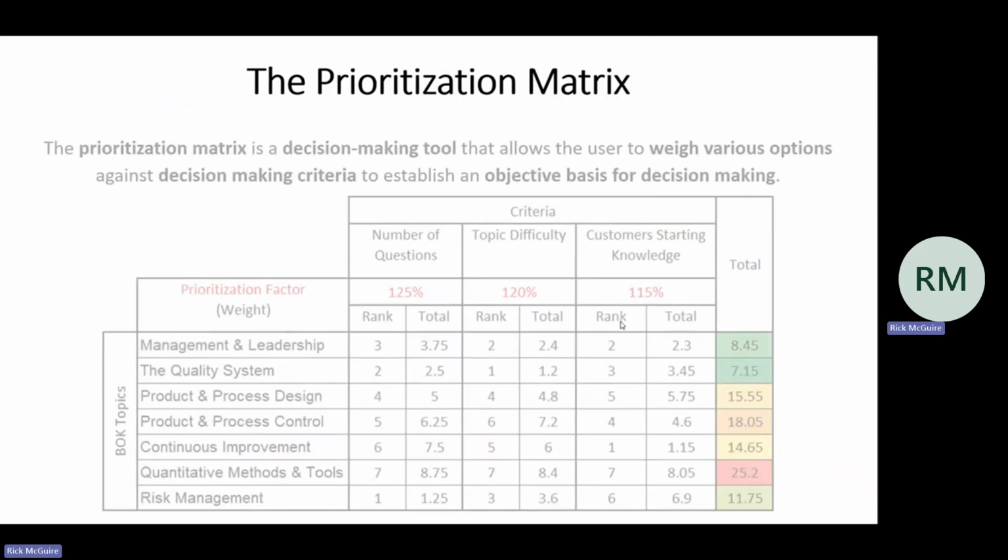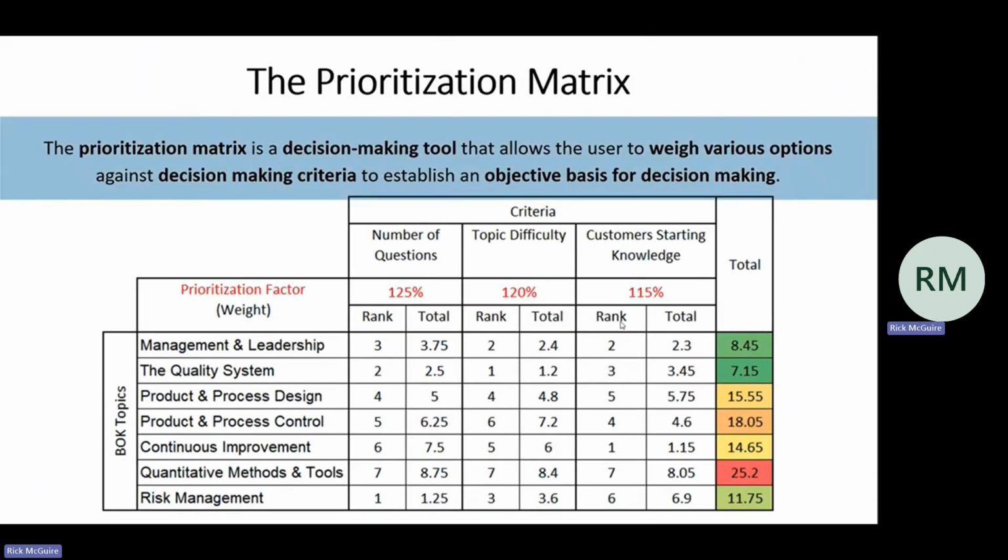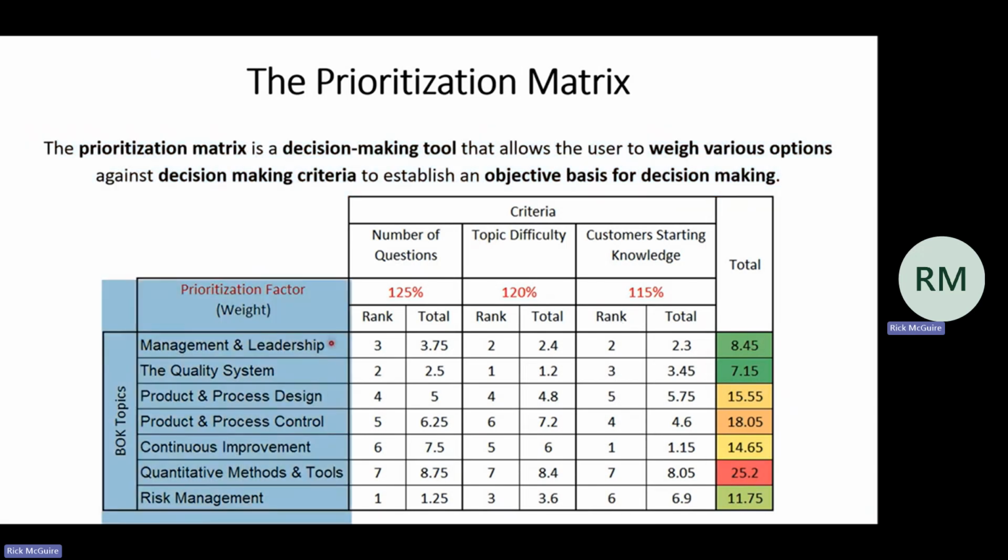All right, now let's talk about the prioritization matrix. So this is fundamentally a decision-making tool. So the way this tool works is you start with all of your options on the left-hand side here. Now in this particular example, the decision I was trying to make is, what do I focus my time on? So as I was creating CQ Academy, I knew I wanted to focus on the most important topic.